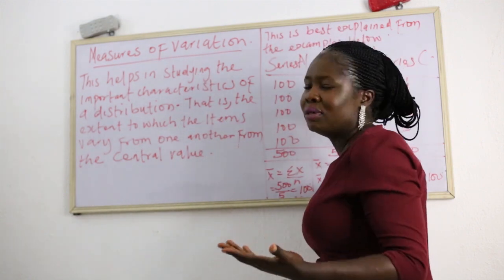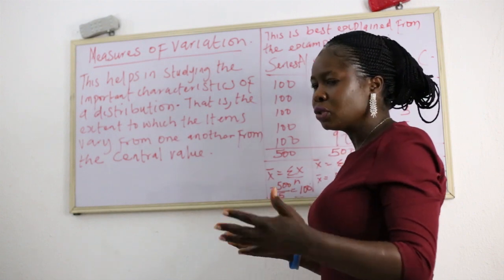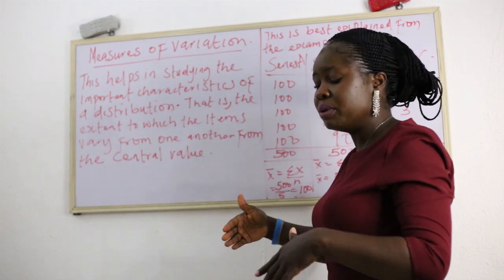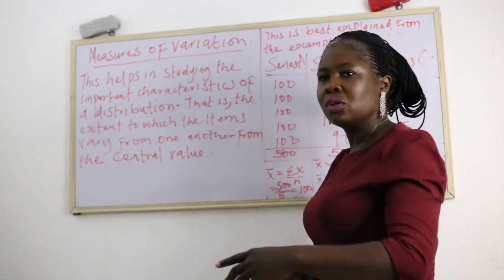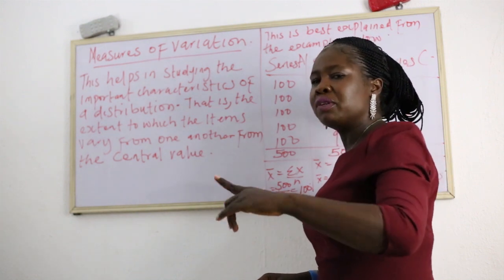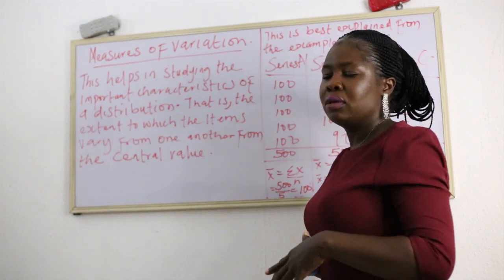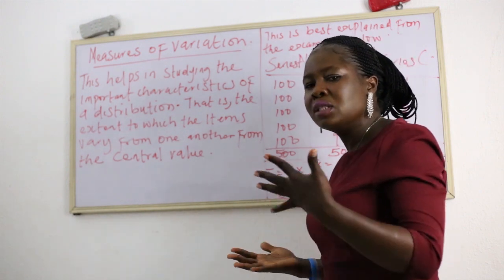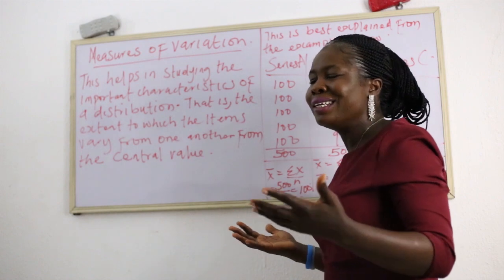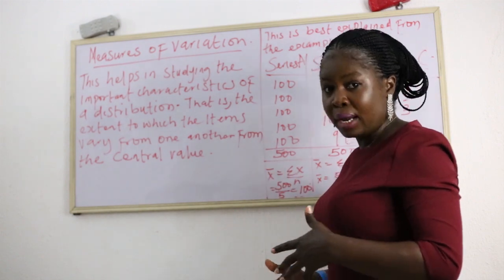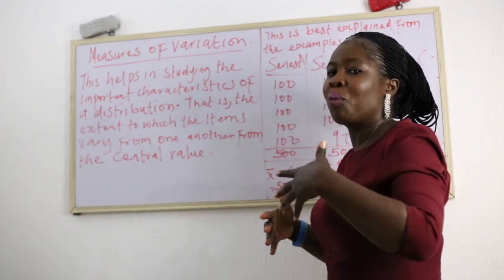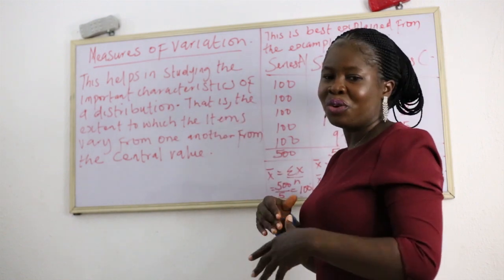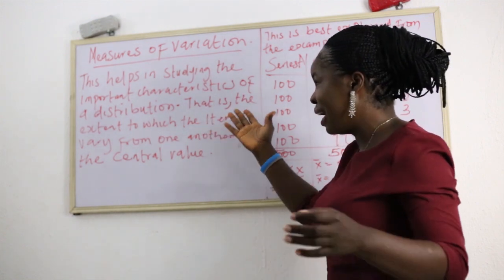Today we'll be looking at measures of variation. Why study variation? Because of some of the disadvantages of measures of average. Because we are in measures of average, we are only looking for a single value that represents the entire data. It came with some demerits and limitations, and that is why statisticians propounded measures of variation.